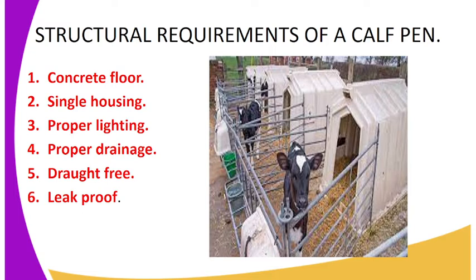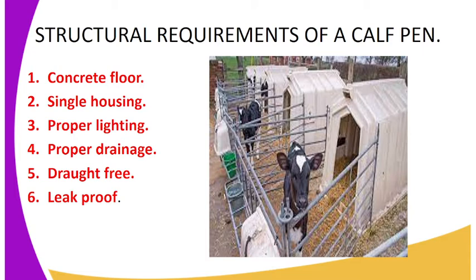Then the third structural requirement is a proper lighting system so that it can allow enough light to get in, so that the calf can obtain vitamin D from the rays of the sun. Then we have proper drainage. The calf pen should be properly drained in order to avoid dampness, because dampness encourages infection.